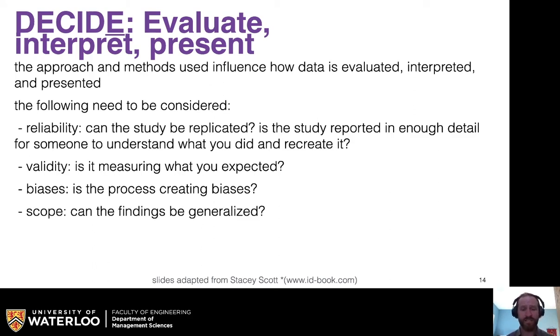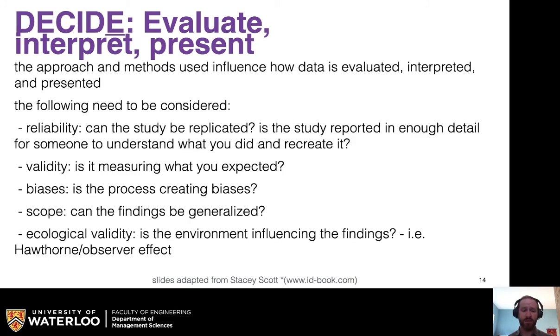Scope. Can the findings be generalized? Are you doing a very, very specific study for a particular variation in a single interface, like an A/B test for a major online web app? Or are you trying to find something a little more fundamental that then translates across different interfaces and systems? And ecological validity. Is the environment influencing things?